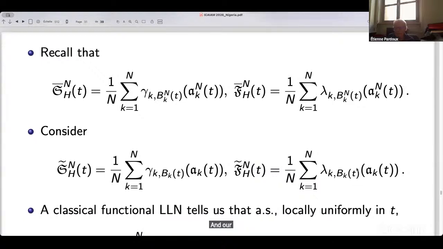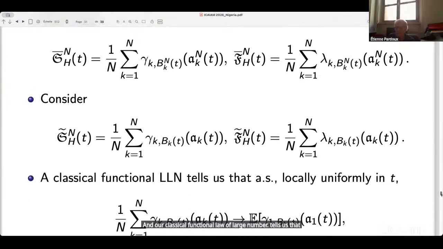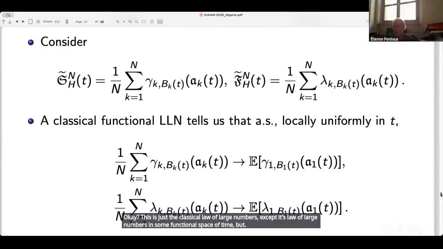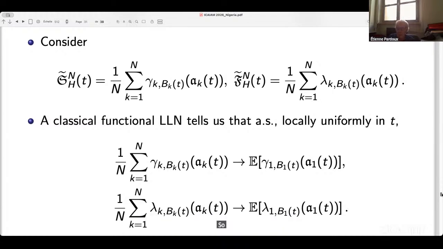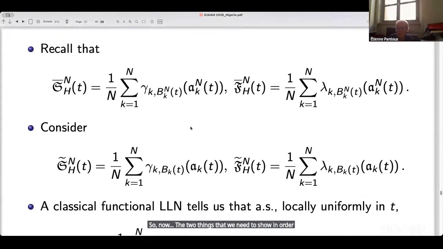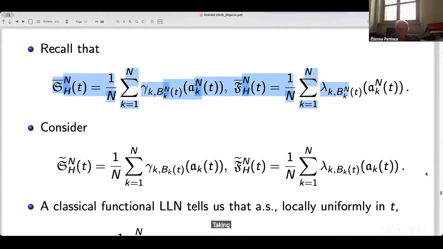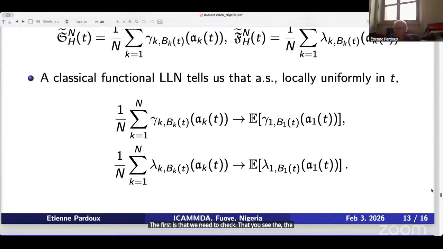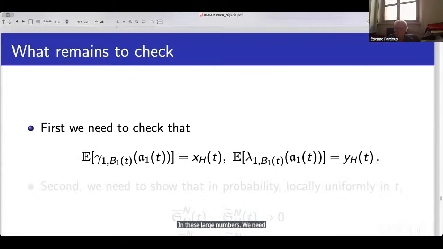And now a classical functional law of large numbers tells us that locally uniformly in t, those quantities converge, in fact, almost surely, which is better than my final result, which is in probability. I almost surely show convergence, and even locally uniformly in t. This is just the classical law of large numbers, except it's a law of large numbers in some functional space of time. This is technical, but conceptually it's rather standard, very classical. So now the two things that we need to show in order to conclude about taking the limit, there are two things we still need to do. The first is that we need to check that the limits in these laws of large numbers are the same as the solution of our deterministic system of equations.